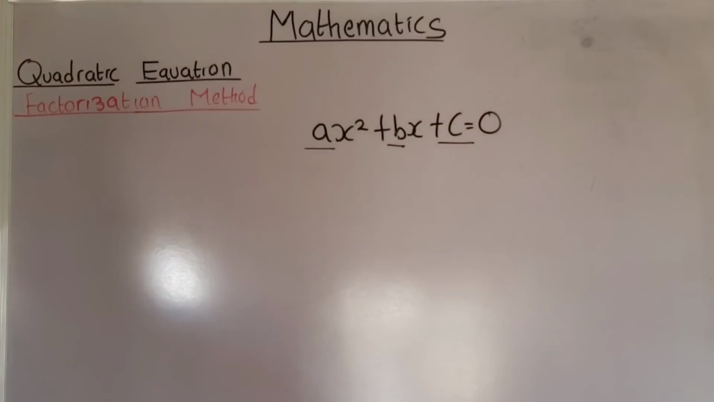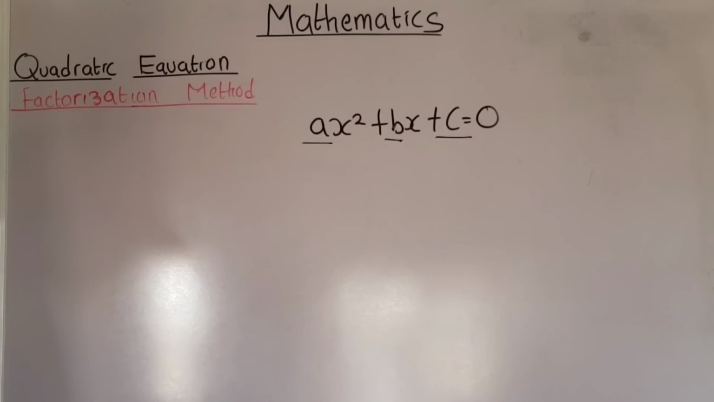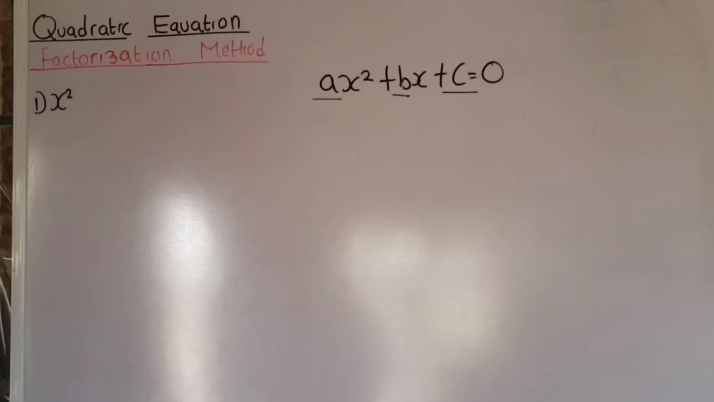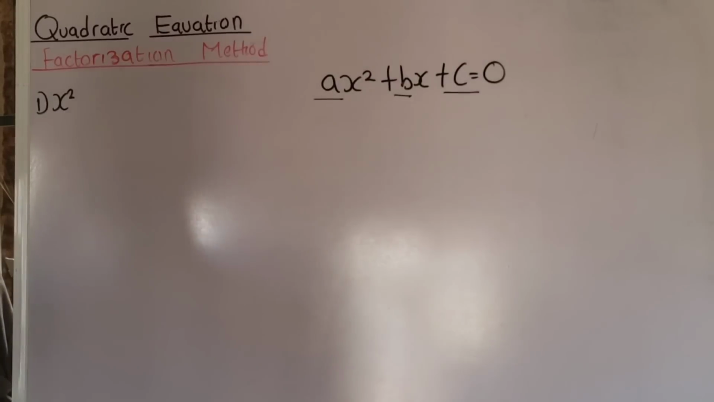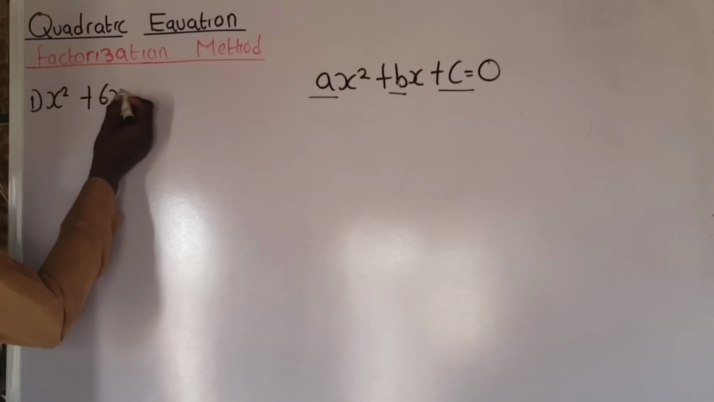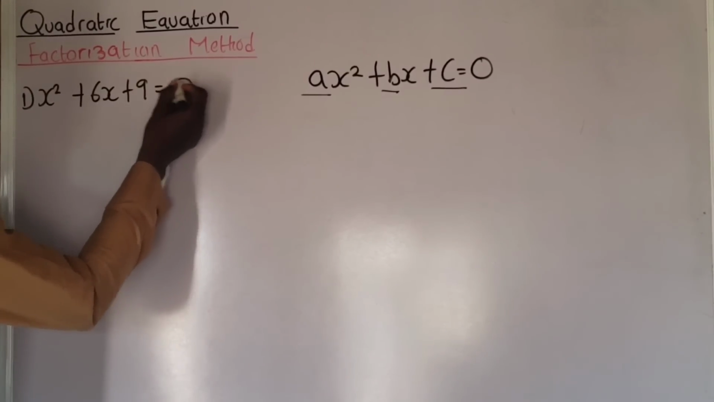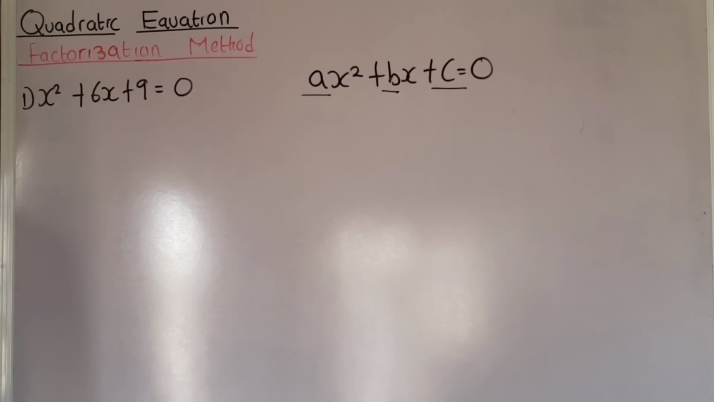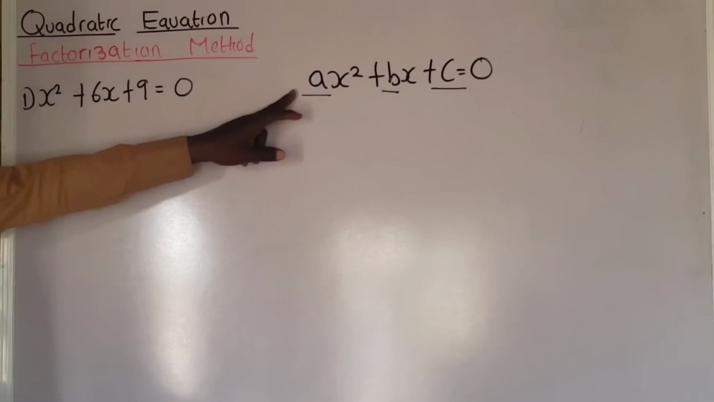In this class, we're going to learn how to solve quadratic equations using the factorization method. Okay, let's start with the first question. We are asked to solve the quadratic equation x squared plus 6x plus 9 equals to 0. Okay? To solve this quadratic equation, you can see that the coefficient of x squared is unity. You understand? That is, a is unity.